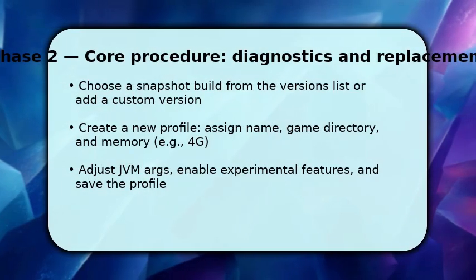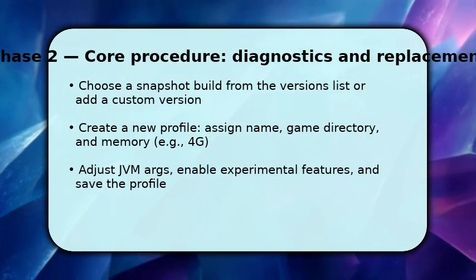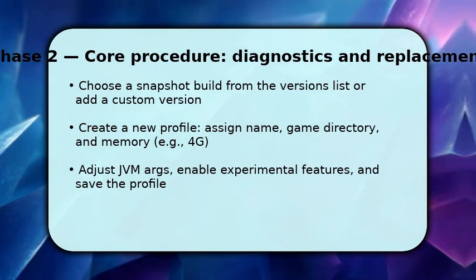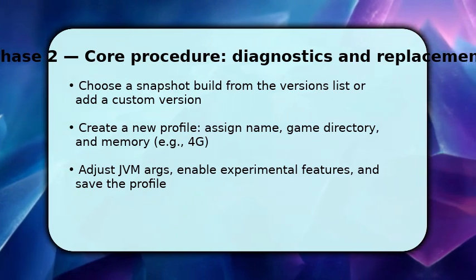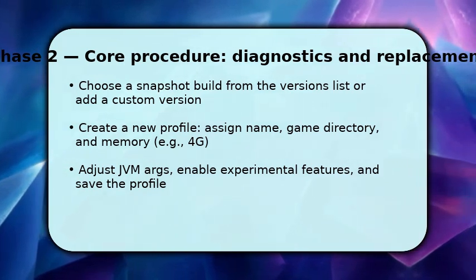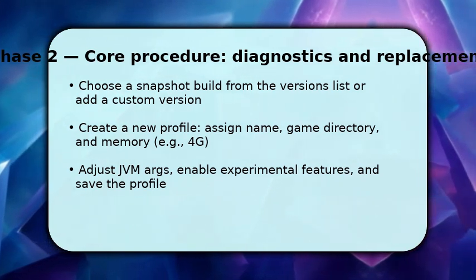Next, choose the snapshot you want from the versions list or add a custom version if needed. Snapshots are labeled by date and number. Create a new profile for that snapshot. Give it a clear name, set a separate game directory to isolate saves, and allocate memory. Try 4G if you have 8G total.